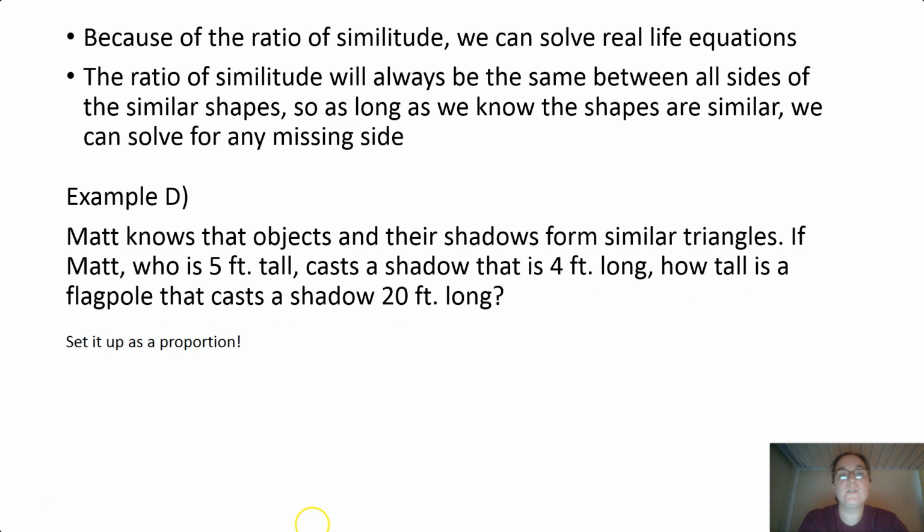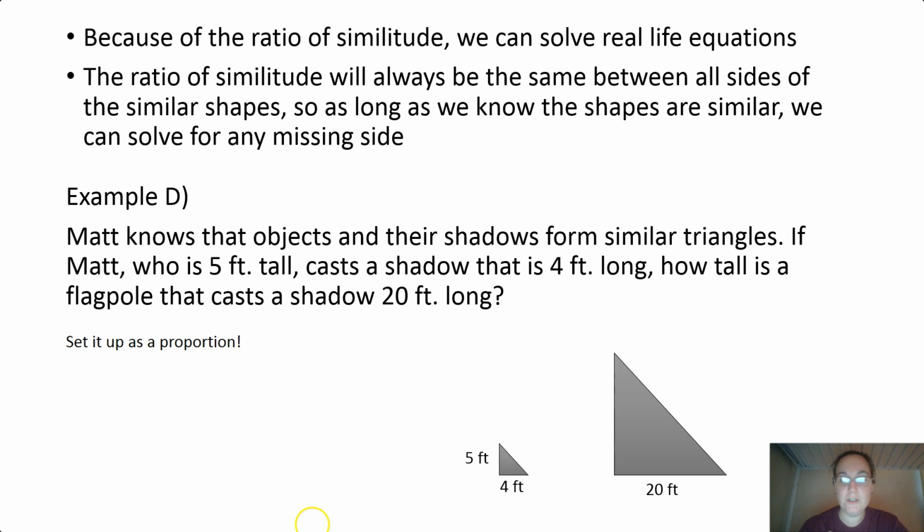So we have Matt knows that an object and their shadow form similar triangles because of the angle of the sun. If Matt, who is 5 feet tall, casts a shadow that is 4 feet long, how tall is a flagpole that casts a 20-foot long shadow? So I have a picture for you here. I couldn't get all the fancy little pictures that your book has, so I'm sorry, but the 5-foot side is Matt, and then the vertical side that's not labeled of the larger triangle is the flagpole that he's trying to measure. So we need to set this up as a proportion.